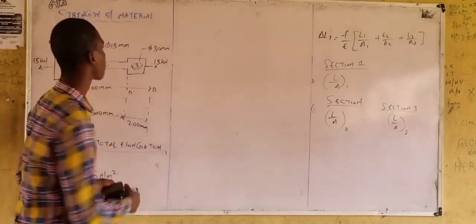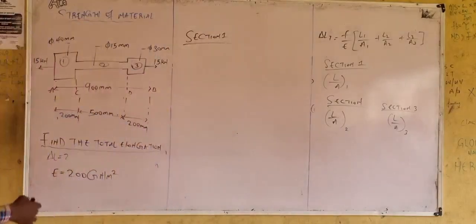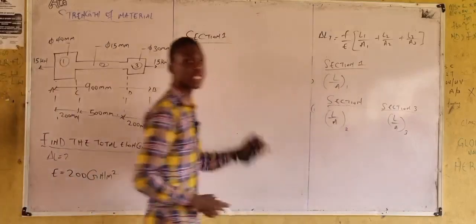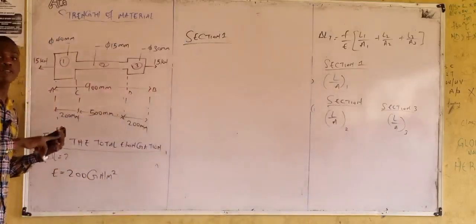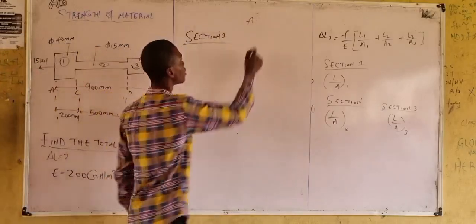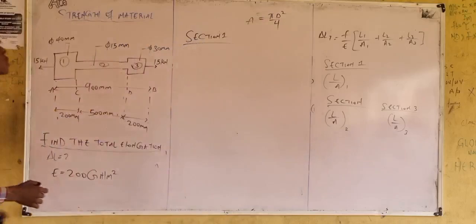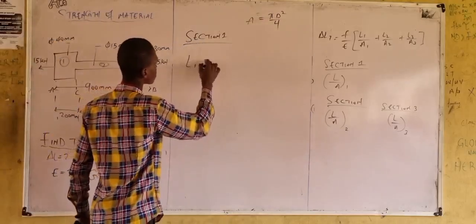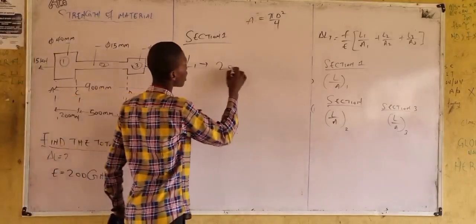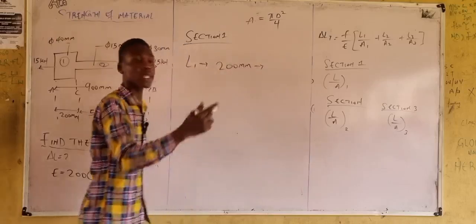From section 1, length is what? You know, the task ahead of me now is to get the ratio of L to what? A. Meaning in section 1, I need to get the length and I need to get the area. And we know the formula for area is what? Pi d square all over what? 4. Alright, from section 1, the length is given to be what? 200, length from A to C. 200 what? mm.